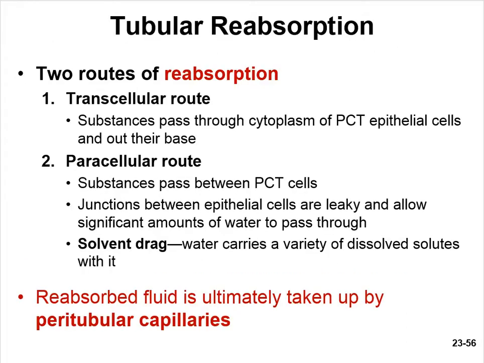There's two routes of reabsorption: transcellular, meaning the substances can pass through the cytoplasm of the epithelial cells and then out of their base. So transcellular is going through the cells. Paracellular is going between those epithelial cells. Luckily, those junctions there are pretty leaky and allow things to go through quite well, especially water. That creates solvent drag because water carries a variety of dissolved solutes with it as well. Reabsorbed fluid is ultimately taken up by the peritubular capillaries.